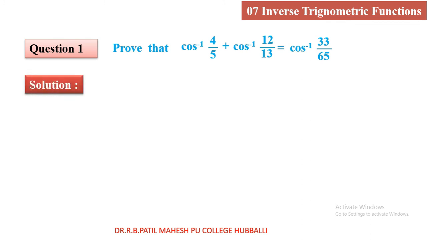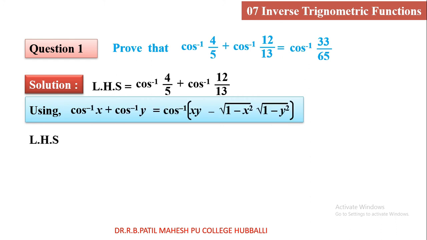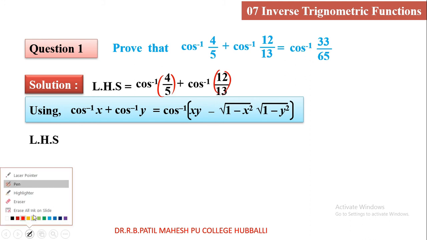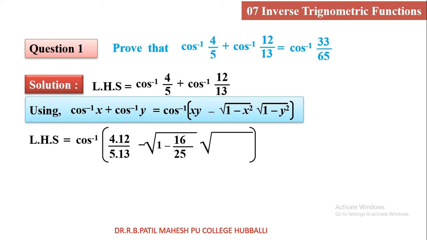So let me take the LHS first. Cos inverse 4 by 5 plus cos inverse 12 by 13, using a formula cos inverse x plus cos inverse y is equal to cos inverse of xy minus root of 1 minus x square into root of 1 minus y square. Here x value is 4 by 5, y value is 12 by 13. Substituting these directly in the formula, so that cos inverse of x into y, 4 by 5 into 12 by 13, minus root of 1 minus x square, that is 1 minus 4 by 5 the whole square, 4 by 5 the whole square directly 16 by 25, into root of 1 minus y square, 1 minus 12 by 13 the whole square, that is 144 upon 169.